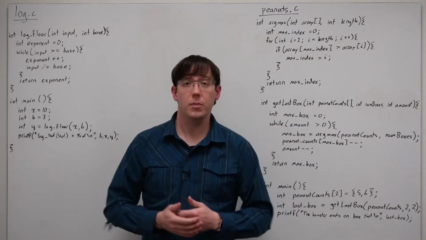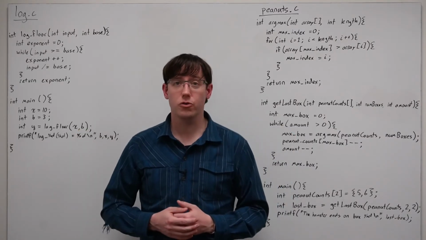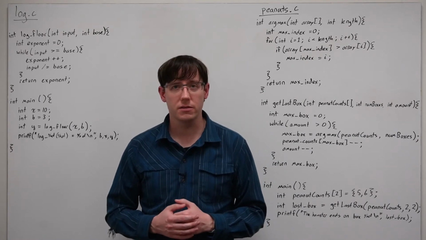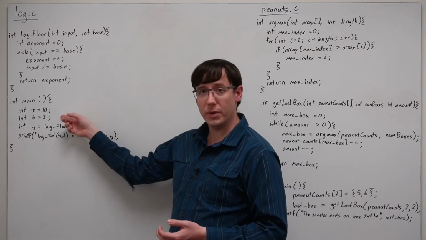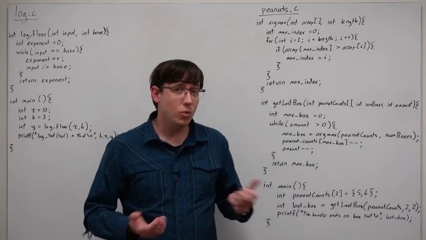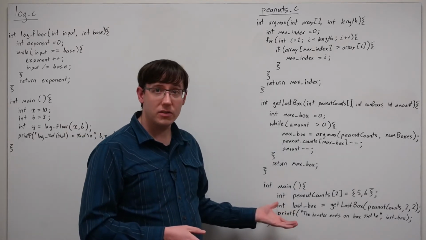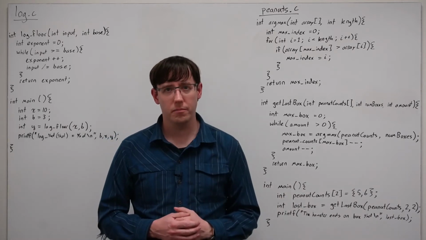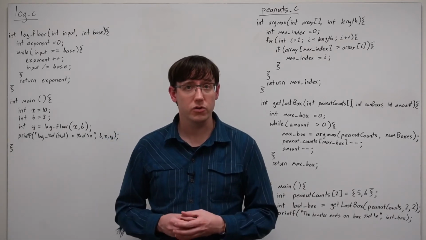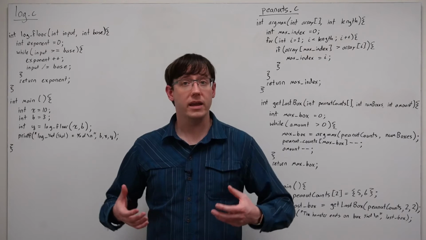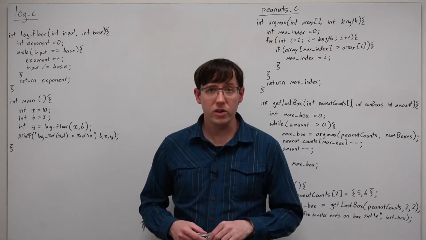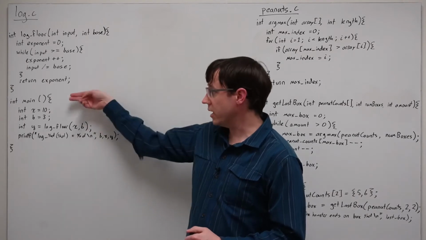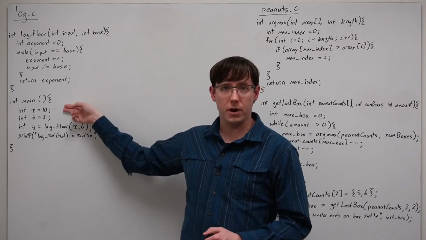I have here a couple of C programs that should look familiar from our in-class activities. One that computes the floor of log base 3 of 10, and one that finds the last box that the hamster is going to eat a peanut from. So let's trace through the execution of these programs and use a stack diagram to keep track of what's going on. When we run a C program, we know that execution begins from the start of the main function.